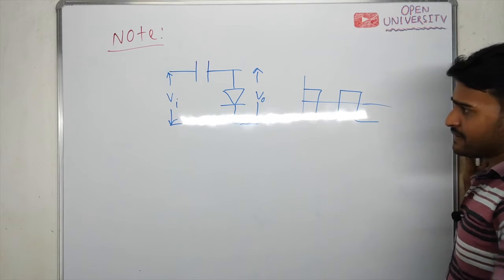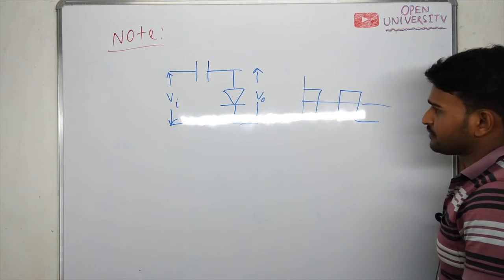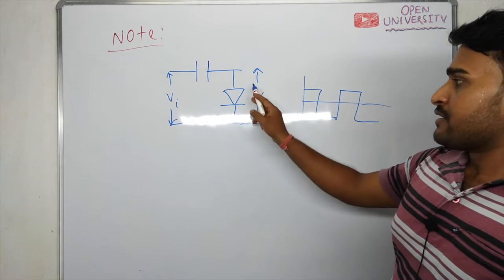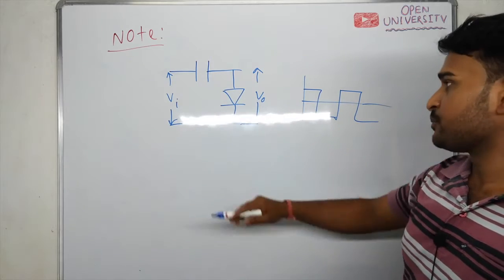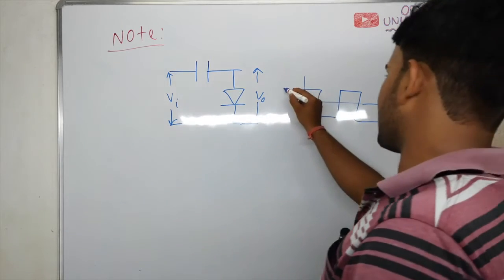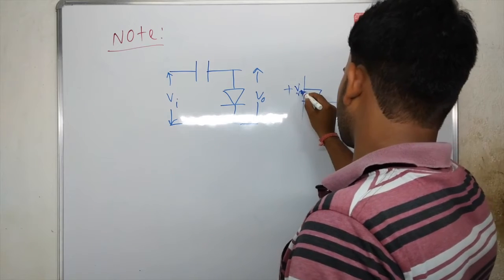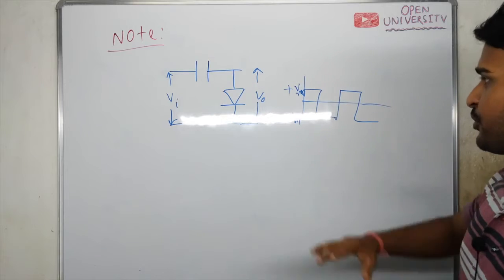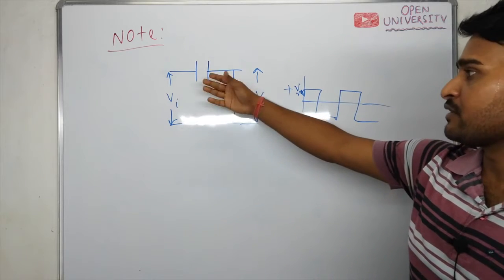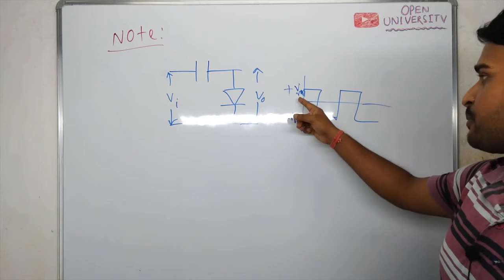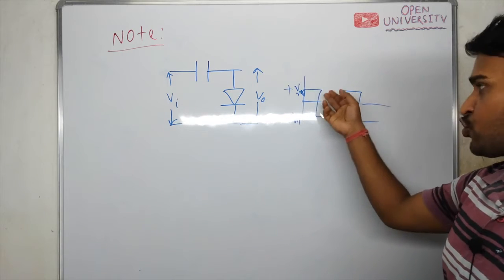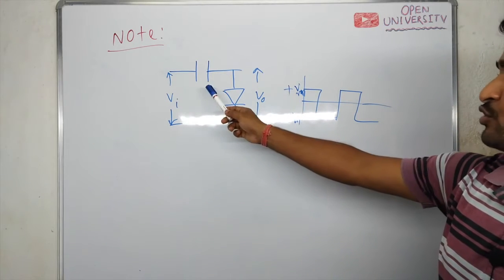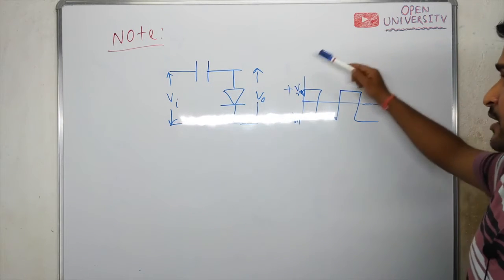Now since there is no discharge path present here, this circuit cannot respond to decrease in input voltage. If your input voltage is plus Vm and minus Vm, and you increase the input voltage, then the capacitor will charge up to the maximum value of input. Instead of plus Vm, if you change it to plus 2 Vm and minus 2 Vm, then the capacitor will charge up to plus 2 Vm. The capacitor will respond to increase in input voltage.